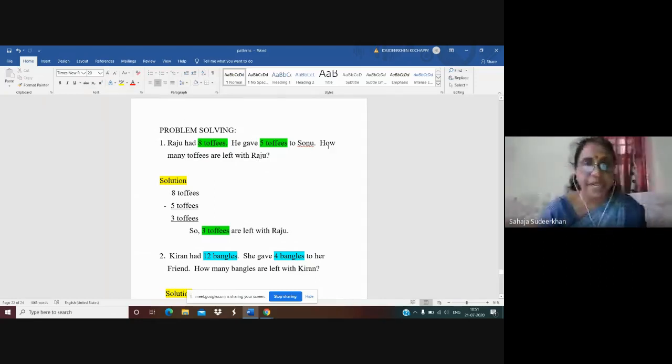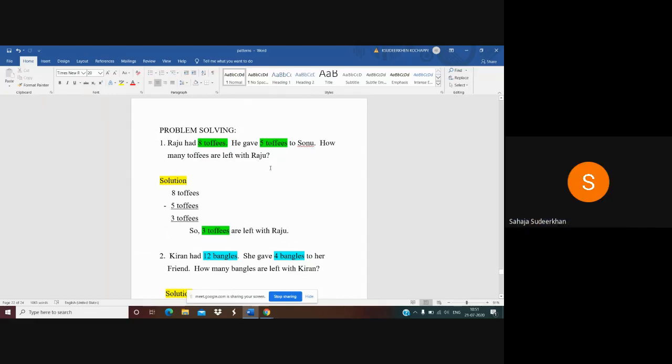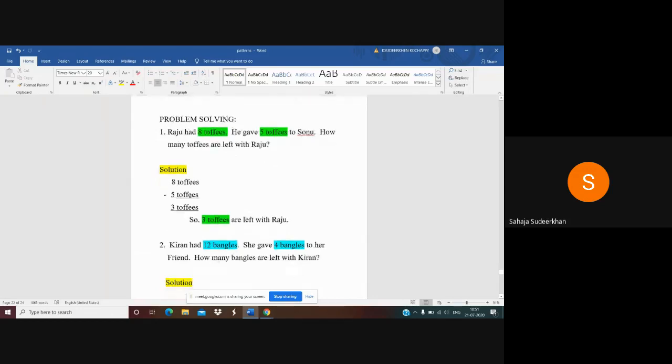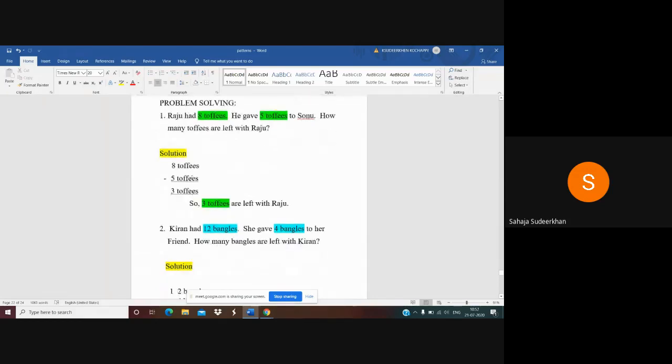Then the question is, how many toffees are left with Raju? We know that 8 toffees were there. Then he gave 5 toffees to his friend. Then how many toffees are left? Yes, 3 toffees. Then how will you write? Okay, let us understand it. We have already done other problem solving in addition, so we know how to write it. But I will tell you how to write it again.